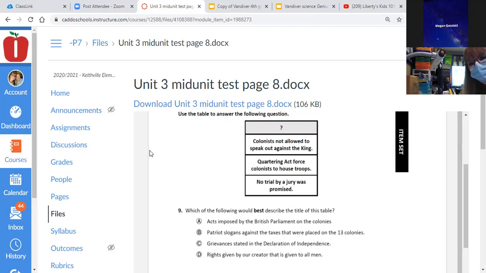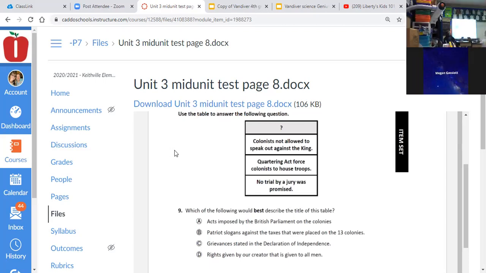It is grievances stated in the Declaration of Independence. Do you remember when we went through the parts of the Declaration of Independence and we were deciphering all the different parts? And we talked about don't quarter a soldier. Quartering. That's how I knew it. No trial by jury. That was that last part. And that one thing wasn't really clear, and we kind of interpreted it, and it meant colonists could not speak out against the king. Those were all grievances in the Declaration of Independence. So number 9 is C. Good job, Megan.